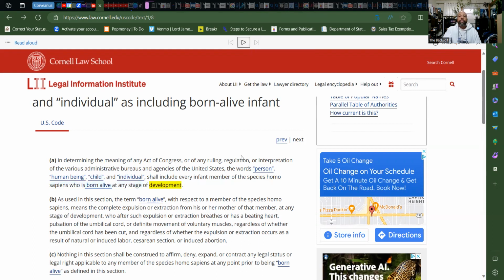Now, here's the problem. The states, though they are their own government, they are still under the United States. But what are the states doing? The states have redefined the term person. This is the problem we've been having.